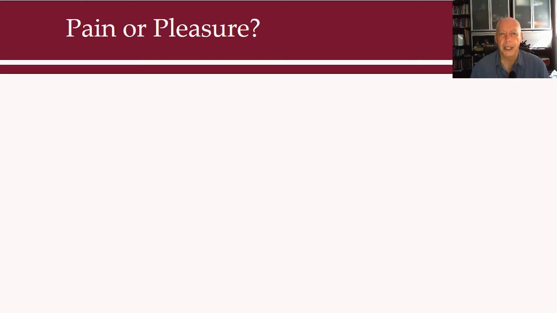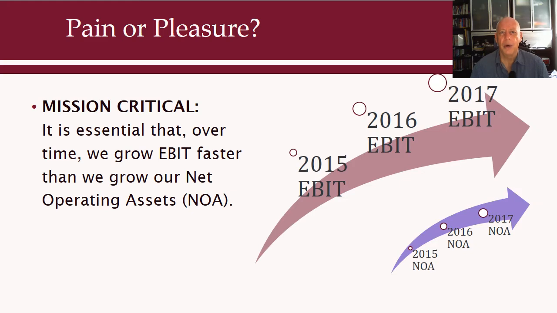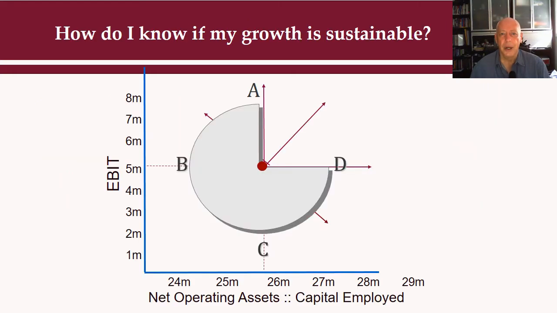When we ask this pain or pleasure question, however, it's a little bit more complex. So let's take a look at it in a little bit more depth. What we need to know is that from a business management perspective, it's absolutely critical that every business owner and manager over time is focused on growing the EBIT, or the profitability, faster than they're growing the investment in the assets. So you might ask, why is that the case? Well, let's take a look at it in a question of how sustainable the growth is.